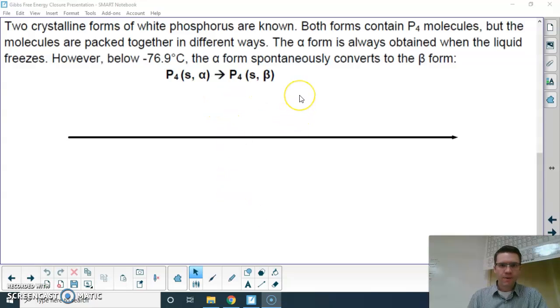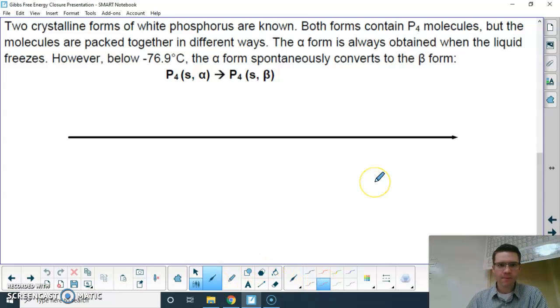Okay, I wanted to talk to you guys about this problem on your Gibbs free energy worksheet and give you a method for evaluating problems like this. This is probably one of your more challenging problems to figure out, but the best way to do this is to visualize it on a line. So let's read through this together.